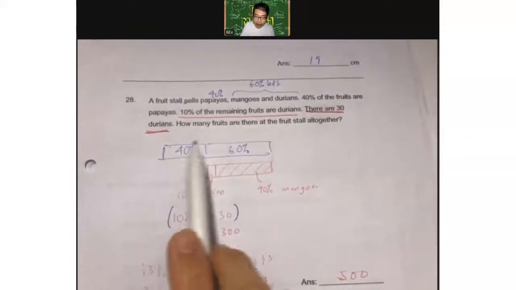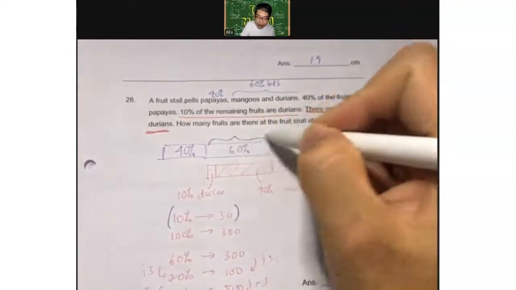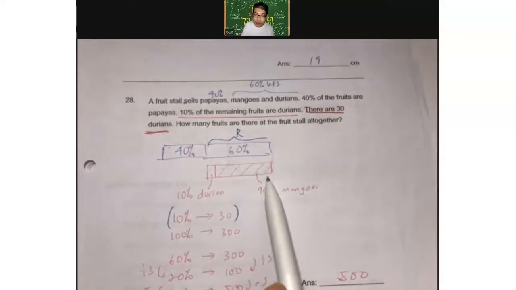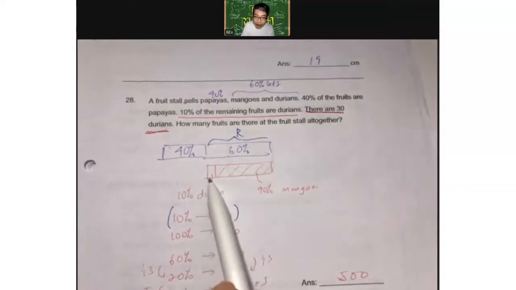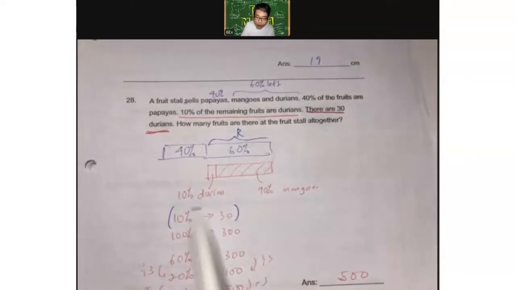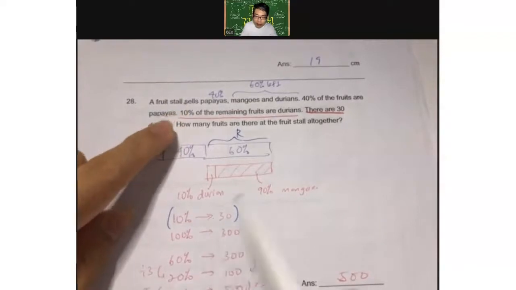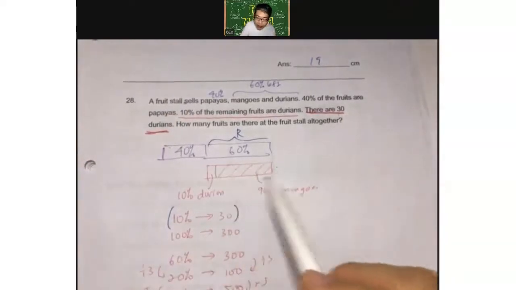40% are papayas. So this is the remaining. 60% here, this is the remaining fruits, which is made up of durians and mangoes. Of the remaining, 10% are durian and 90% are mangoes. I'm going to use this information here, which is 10% of the remaining fruits are durians, and there are 30 durians, to find out what is the remaining here altogether.